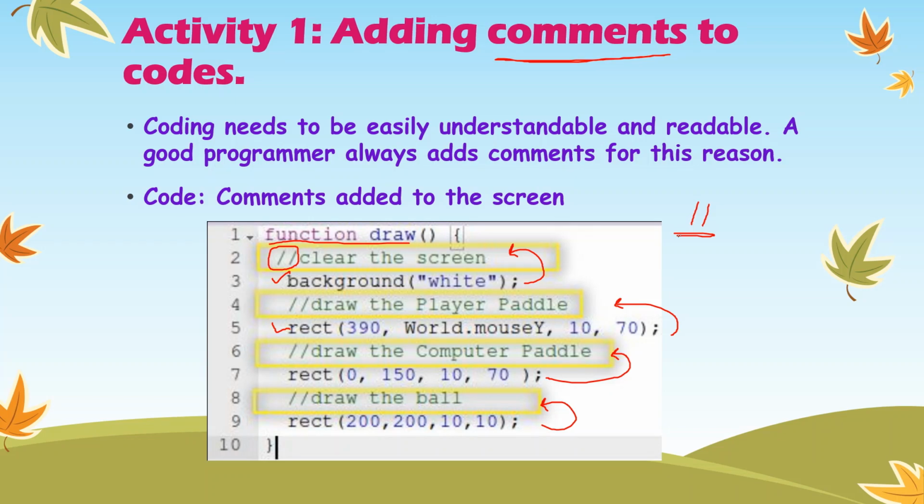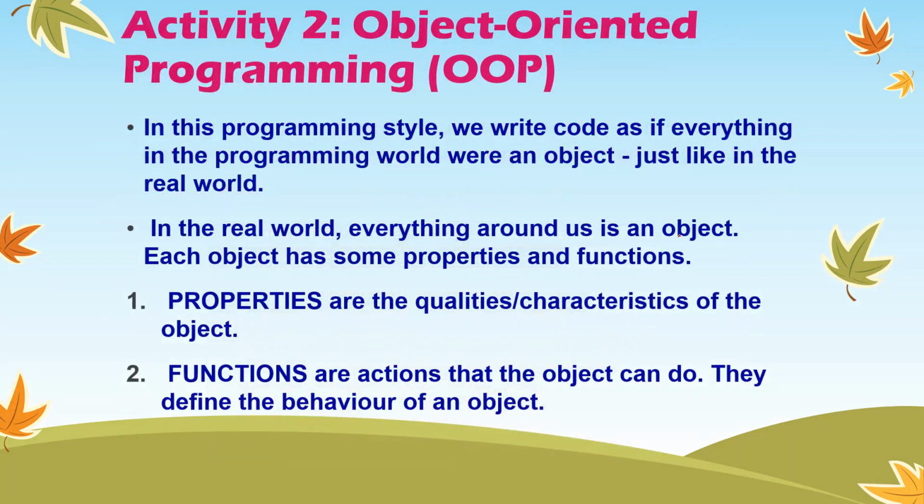Okay, let's see the second activity now. The second activity is about object oriented programming. So now let's talk about object oriented programming, that is OOP, right? In this programming style, we write code as if everything in the programming world were an object, just like in the real world. In our real world, we see many objects, right? We see a fan, we see a bed, we see a cooler, we see humans. Everything we see is nothing but an object, right?